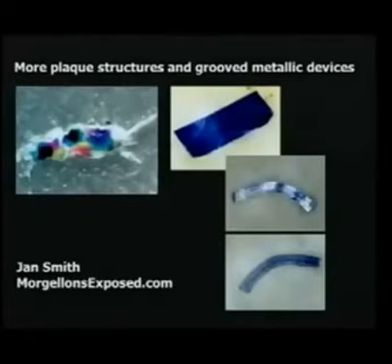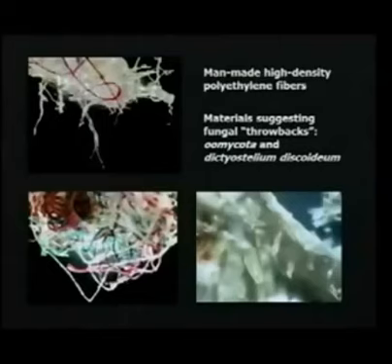Here are more plaque structures, even grooved metallic devices. On the right, you'll see one device, the front and the back. These images are supplied by Jan Smith of MorgellonsExposed.com, who has done extensive research on biotech websites, looking for things that match what comes out of her body, and she's finding them. The fibers from her skin were from high-density polyethylene. And I'm going to read what she's written on her website. The bizarre nature of my findings suggests a man-made source.